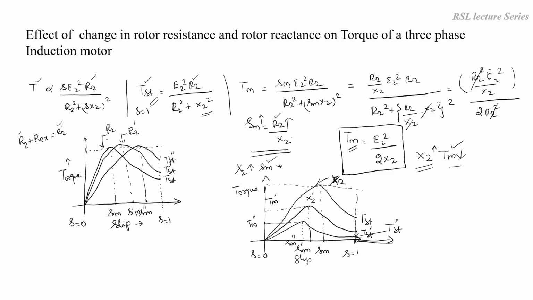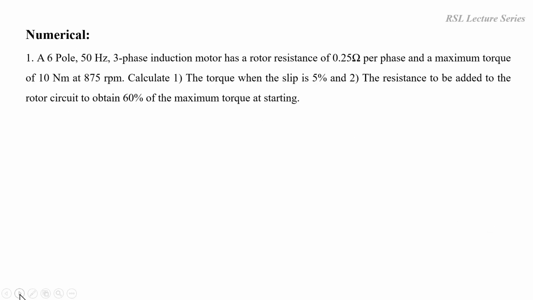So if the rotor resistance value is increased, the maximum torque will remain unchanged, whereas the slip corresponding to maximum torque will increase. Similarly, the starting torque also increases. Whereas in the case of reactance, if we increase the reactance, everything will get decreased. That is, the slip corresponding to maximum torque decreases, the maximum torque also decreases, and similarly the starting torque also decreases. So next we'll solve the numerical.